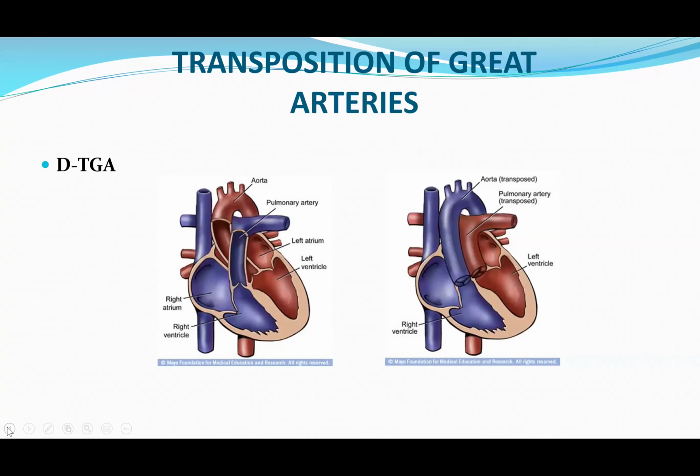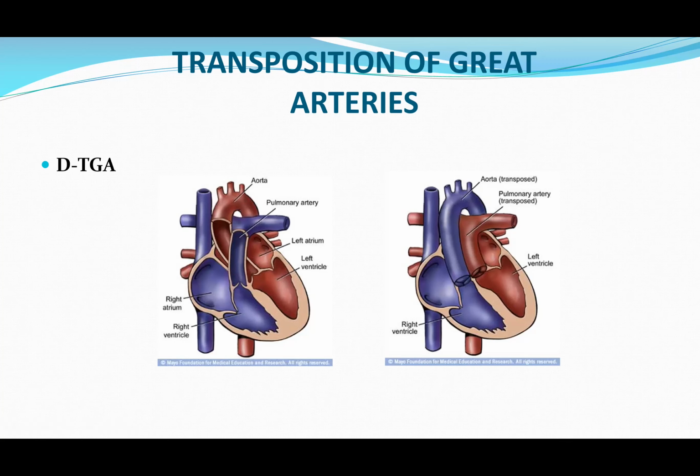In L transposition, in addition to the great vessels lying parallel to each other, something goes wrong as the ventricles do the looping. So the left ventricle ends up on the right side and the right ventricle ends up on the left side. And when the ventricles invert, they go with their AV valves. So the tricuspid valve will always go with the right ventricle. The mitral valve will also go with the left ventricle.